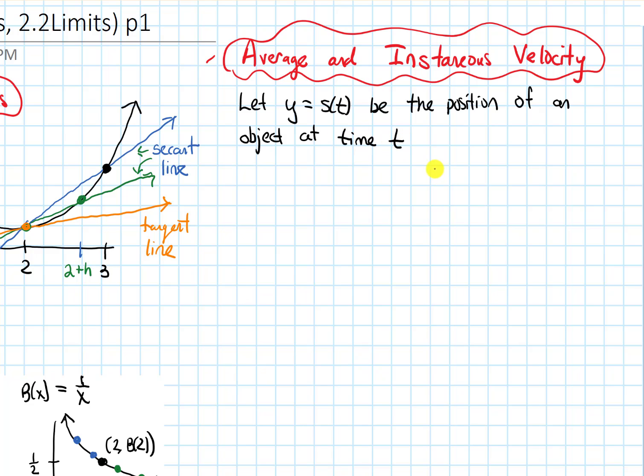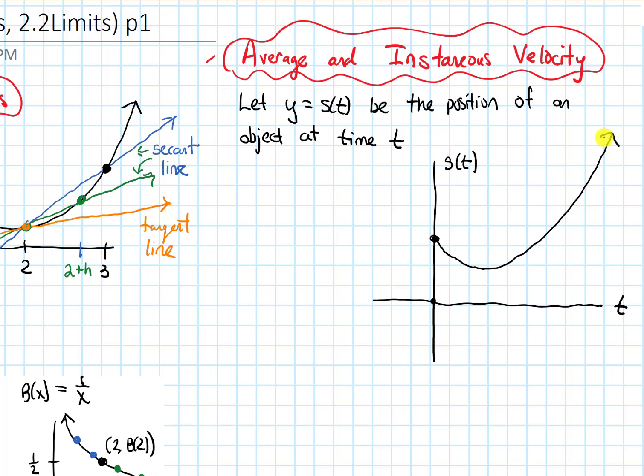Okay, and I'm going to draw a picture. So I'm going to draw some axes. And I'm going to let these be the t, or the time axis, and the vertical axis is going to represent s of t, my position. And let's just say that when t equals 0, my position was somewhere here, so some positive position. And then it goes like that, and it starts to curve upwards like this.